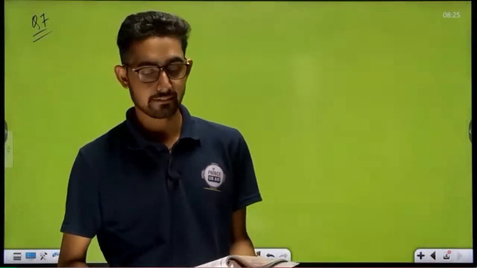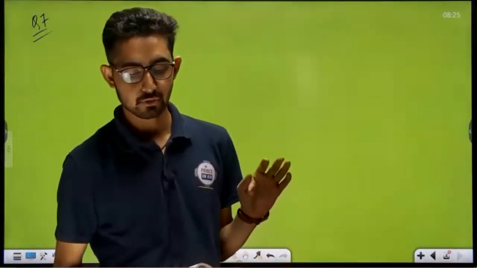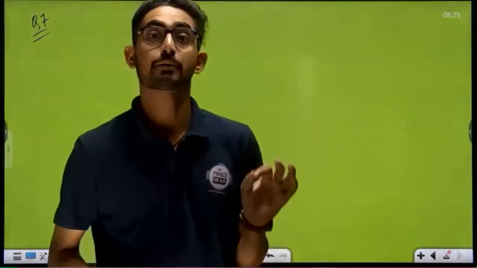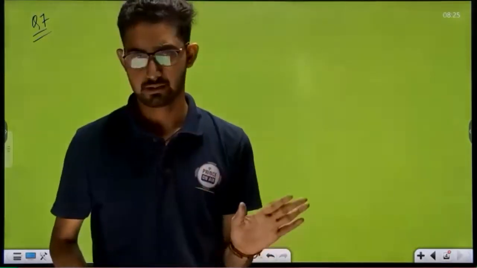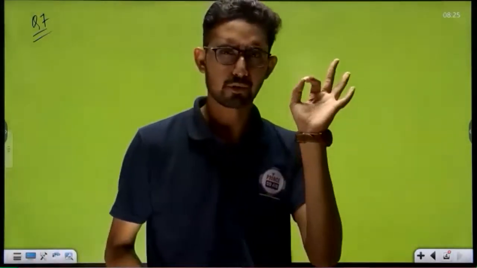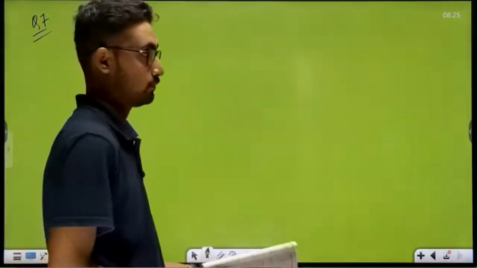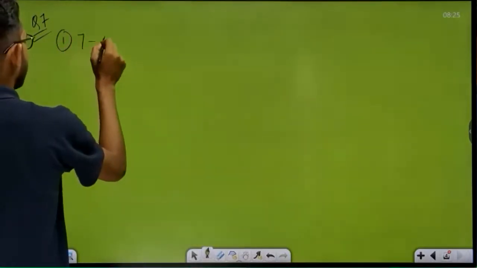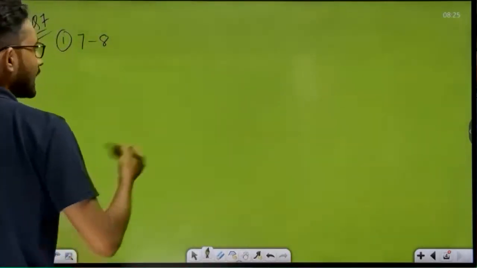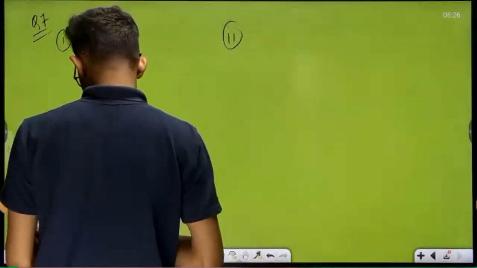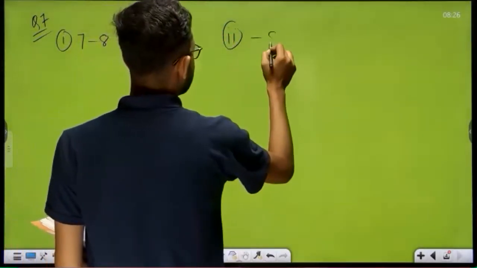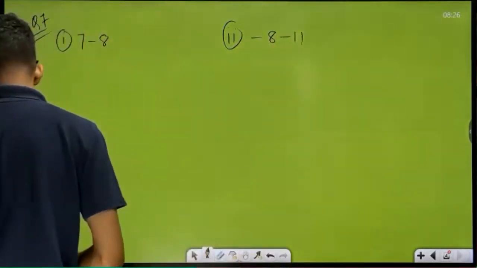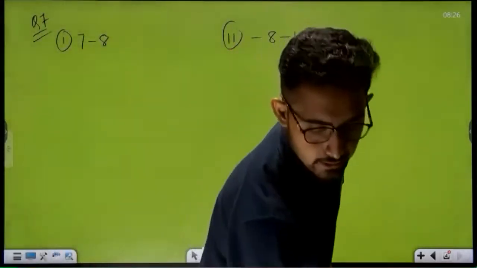Actually in question number 7, it is given: write the addition sentence corresponding to each of the following subtraction sentences. That means in front of you some subtraction sentences are given. You have to write them down as addition sentences. Okay, very simple question. But थोड़ा बहुत आपको mind use करना पड़ेगा. So how? First question, 7 minus 8. Okay, I am writing some more questions. 7 minus 8. Next is minus 8 minus 11.